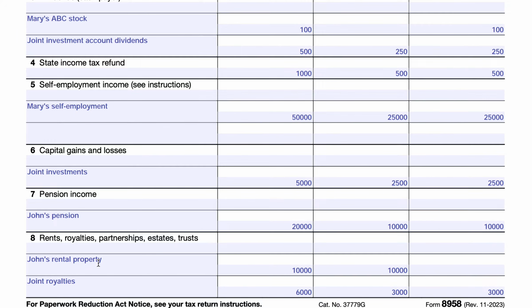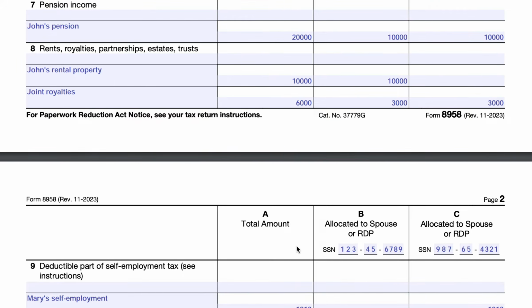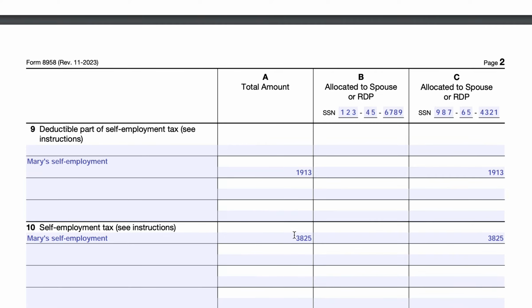Joint royalties. They have trademark items that they created together, and they split the royalty income down the middle 50-50 because it's community property. So lines 9 and 10, we're going to talk about this self-employment tax and the deductible part. Before we get to the deductible part, I'll talk about line 10.